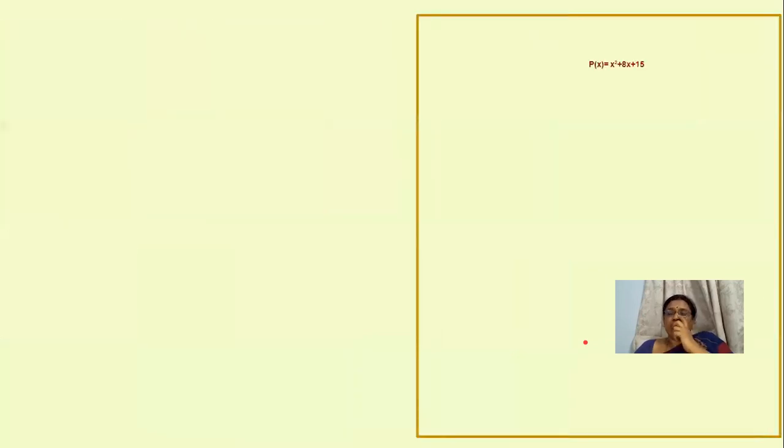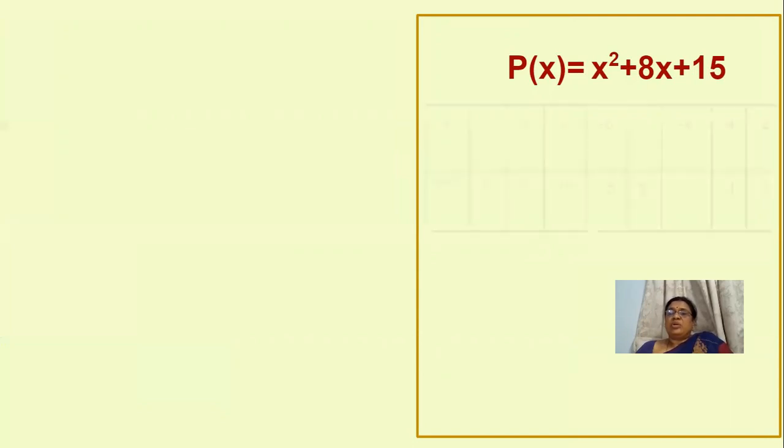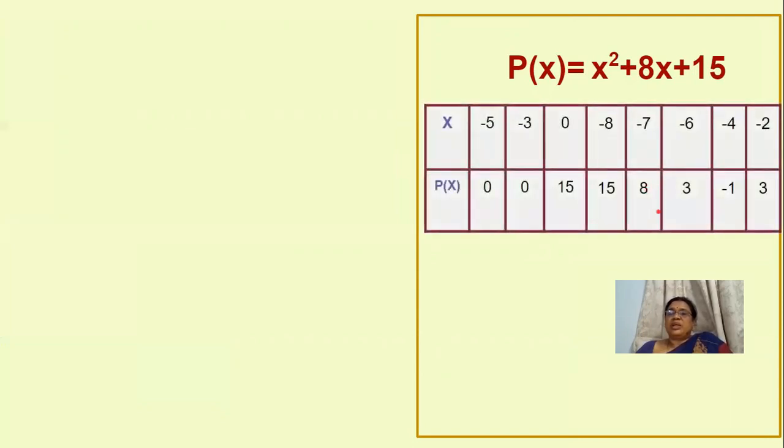Next we'll draw the graph for the table. See, this is our quadratic polynomial. The second time I'm repeating how to select the values of x, how to prepare a table, and how to plot the points. See, this is the table we have already prepared, and we'll put these points on a graph.